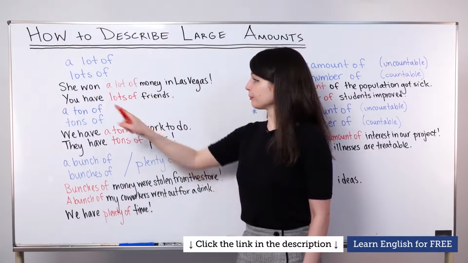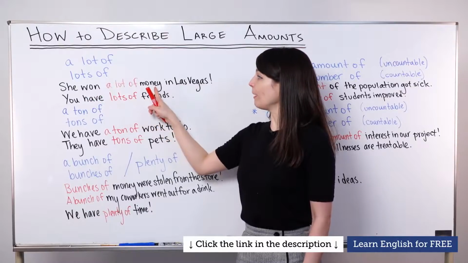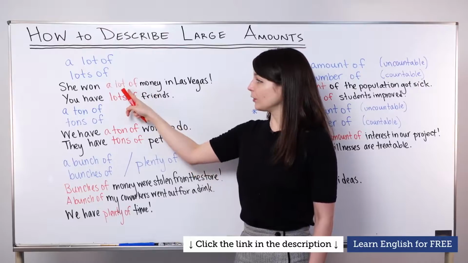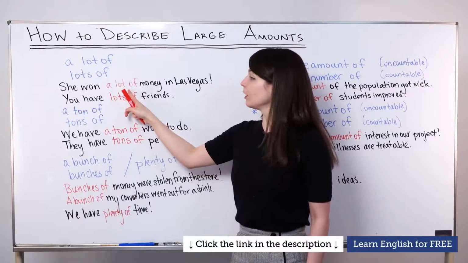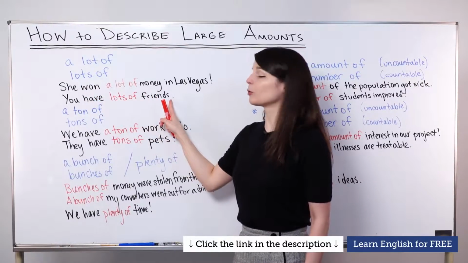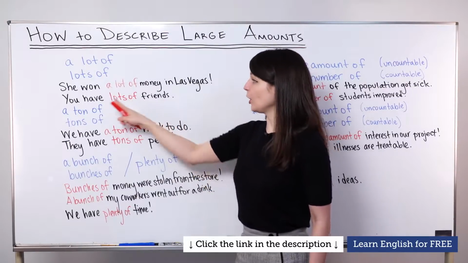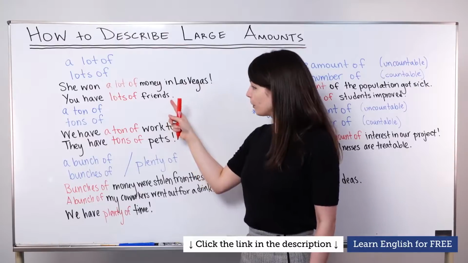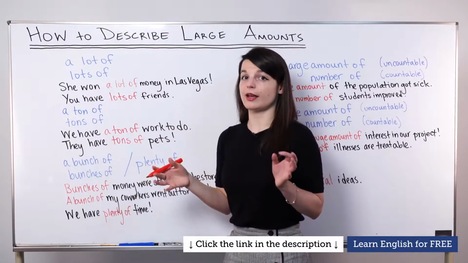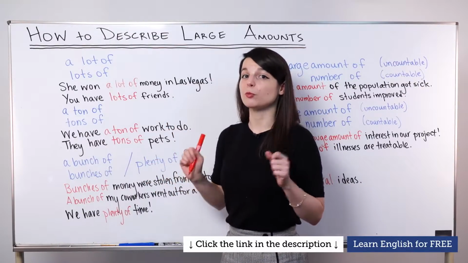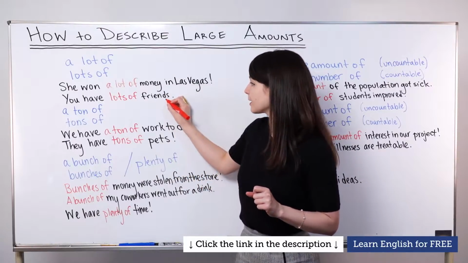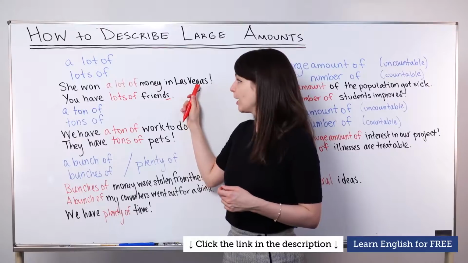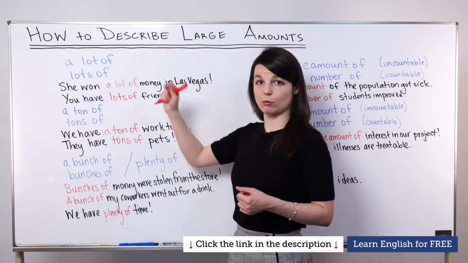For example, she won a lot of money in Las Vegas. Money is an uncountable noun. I've used it with a lot of here. You can use this with a countable noun too. You have lots of friends. So reminder, when you are using a countable noun, you need to use the plural form of the noun. In this case, friends. You have lots of friends. Don't forget that S.